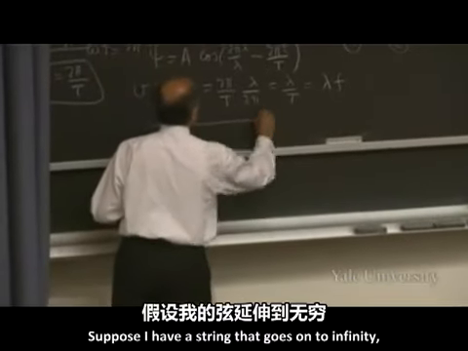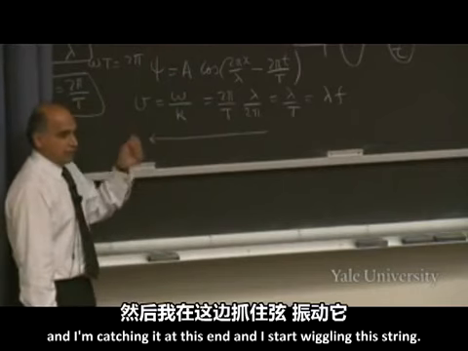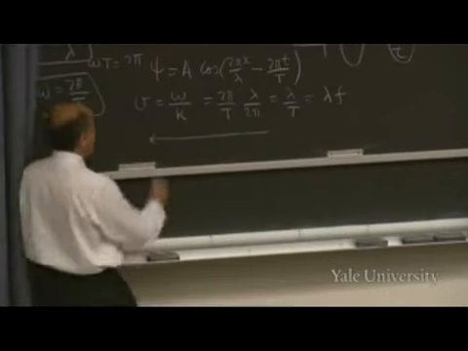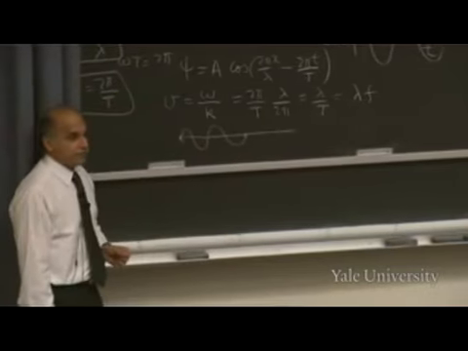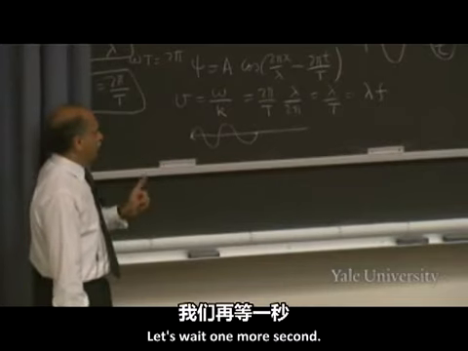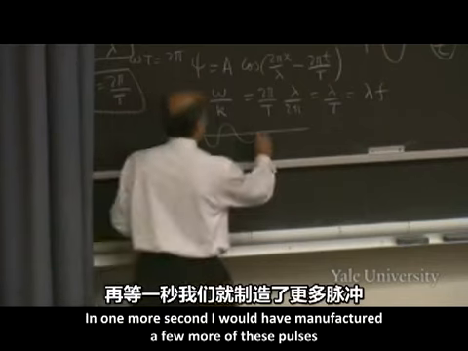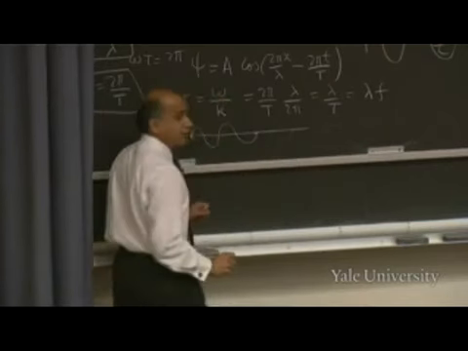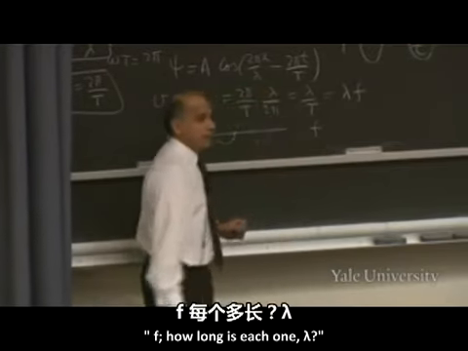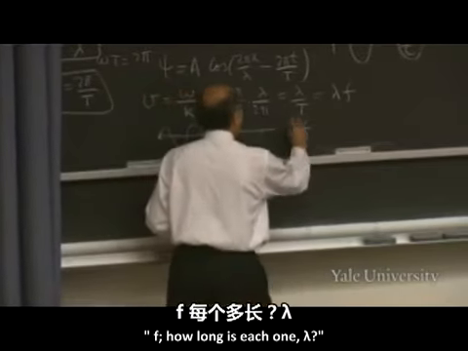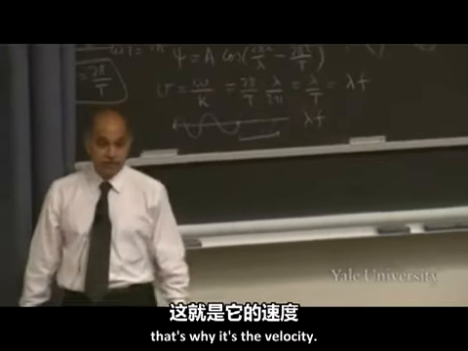Suppose I have a string that goes on to infinity, and I'm holding it at this end, and I start wiggling the string. When I start wiggling this, these pulses will travel. Let us say they come up to this point. Let's wait one more second. In one more second, I would have manufactured a few more of these pulses, and the wave will look like that. How many pulses would I make per second? f. How long is each one? Lambda. So that's how much the wave has advanced in 1 second. That's why it's the velocity.